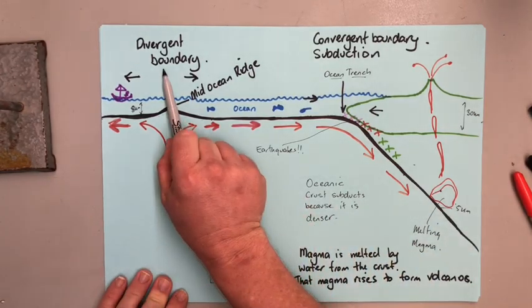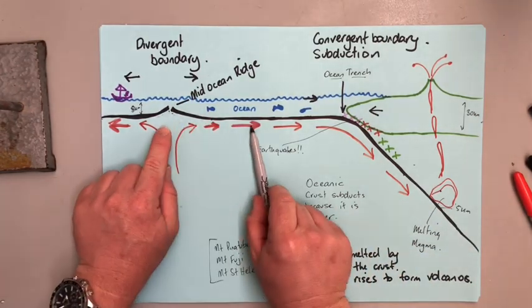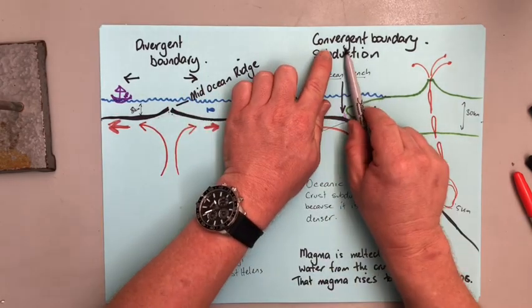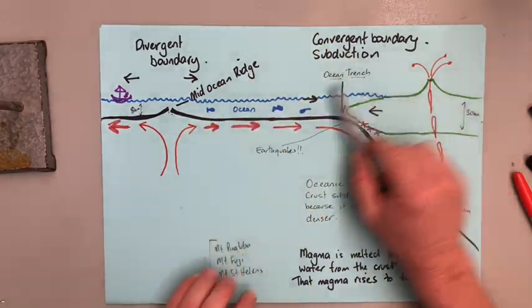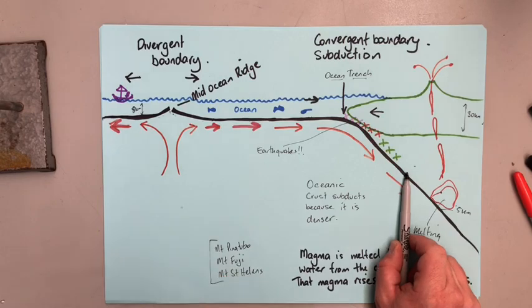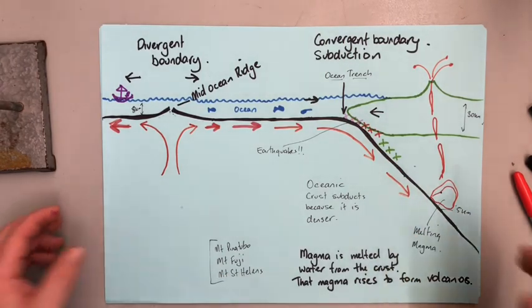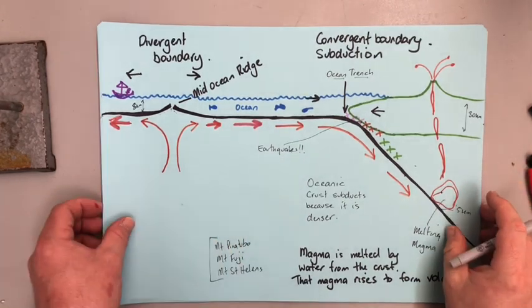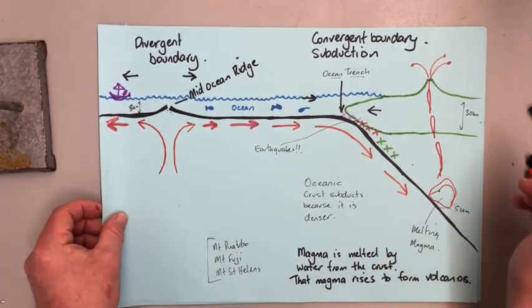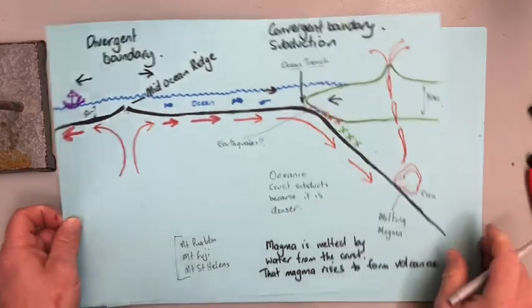We've got our divergent boundary where the plates move apart. We've got our convergent boundary where one plate moves under another. Let's look at the next step, and we're going to move our image along, and I'm going to start over this side.